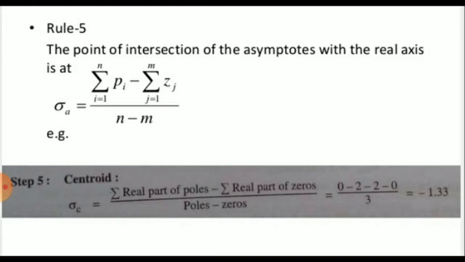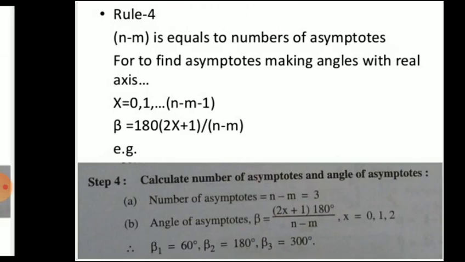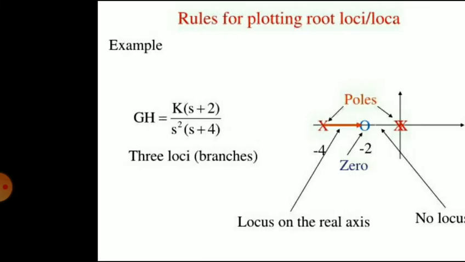If you see the example at the bottom, to find out the centroid for the asymptotes, the summation of real parts of poles and real parts of zeros: 0 minus 2 minus 2 minus 0 upon 3, that is poles minus zeros. So that will be equal to minus 1.33. So this is an example for this.